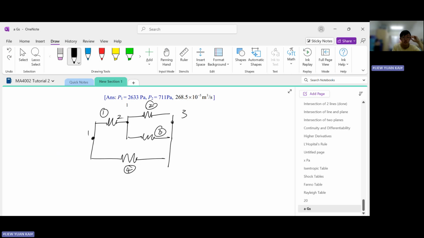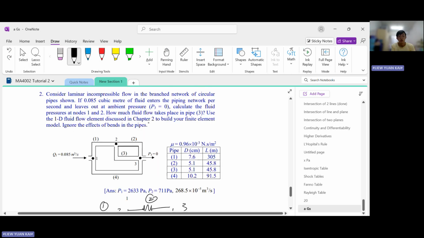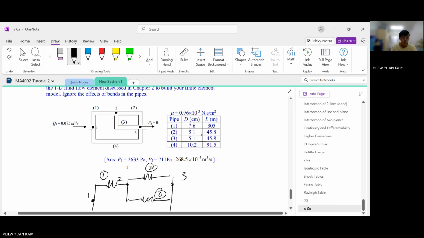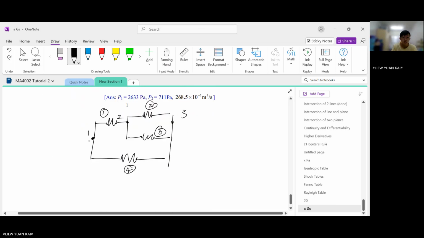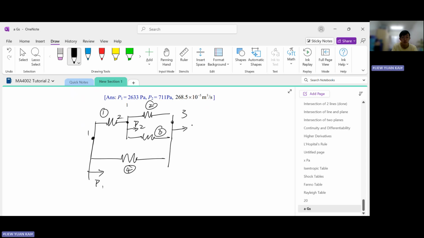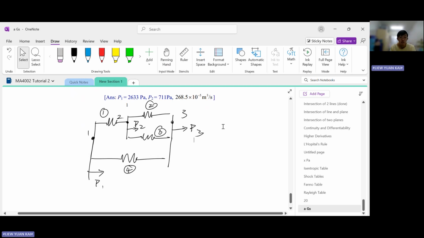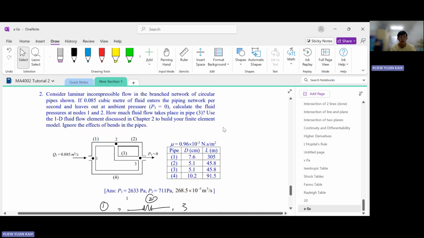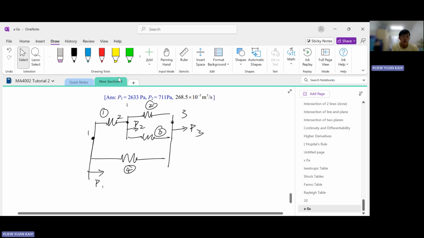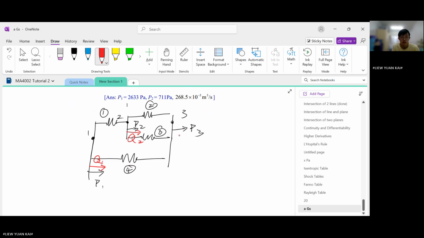Next, what you can do is, each of these nodes has their associated pressure. So pressure here, P1, P2 has a pressure here, P3 has a pressure here. Yeah, there's only 3 nodes: 1, 2, 3. And then also each of them have their associated fluid flow, right? Q1, Q2, and Q3.